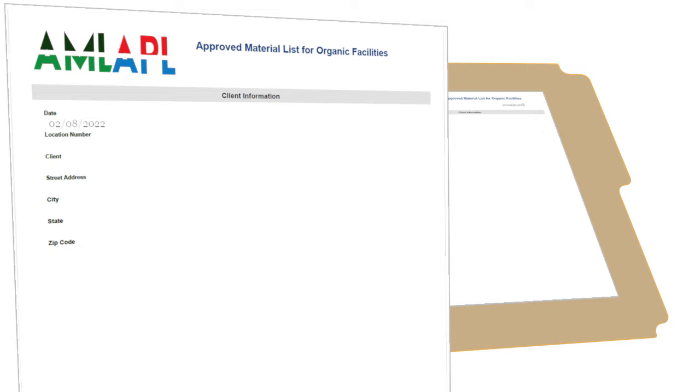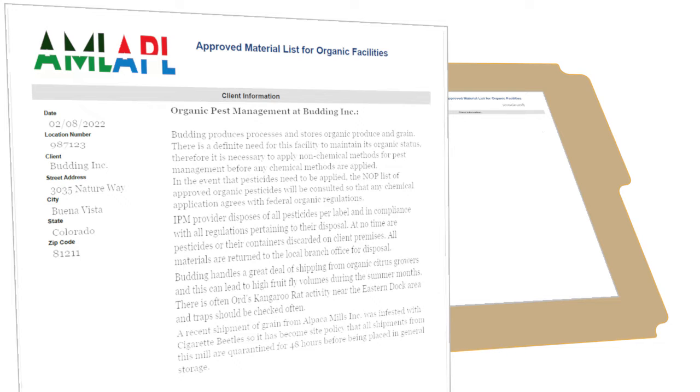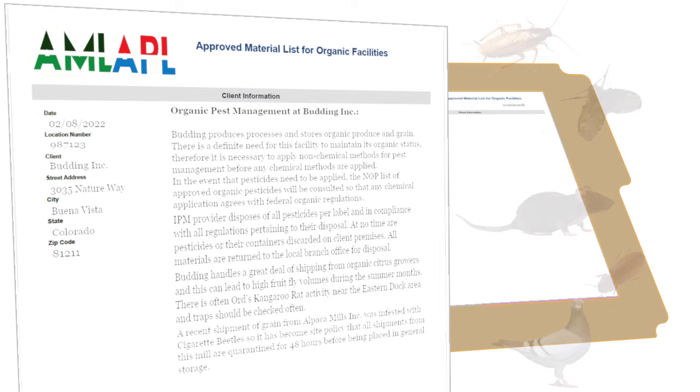Naturally, it has standard information about the client. There is a section for the name, address, and client location number. There will also be a section describing the specific needs of the organic client. It will usually take note of any particular pests that may be currently causing a problem. As the AML is designed to deal with pest problems proactively, it will already list any pests that could be attracted to the facility based on what they may process or store.